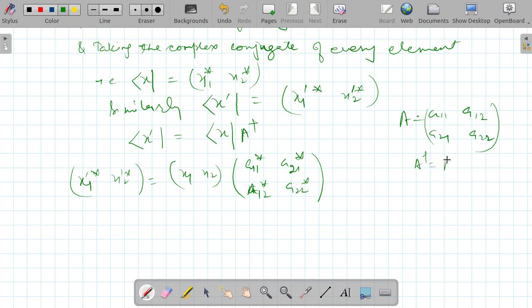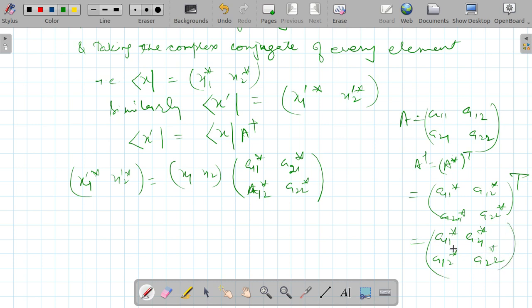So A dagger is nothing but the complex conjugate and taking its transpose. It is a11 star, a12 star, a21 star, and a22 star, and taking its transpose, it will become a11 star, a21 star, a12 star, and a22 star, right? So that's what we are getting.